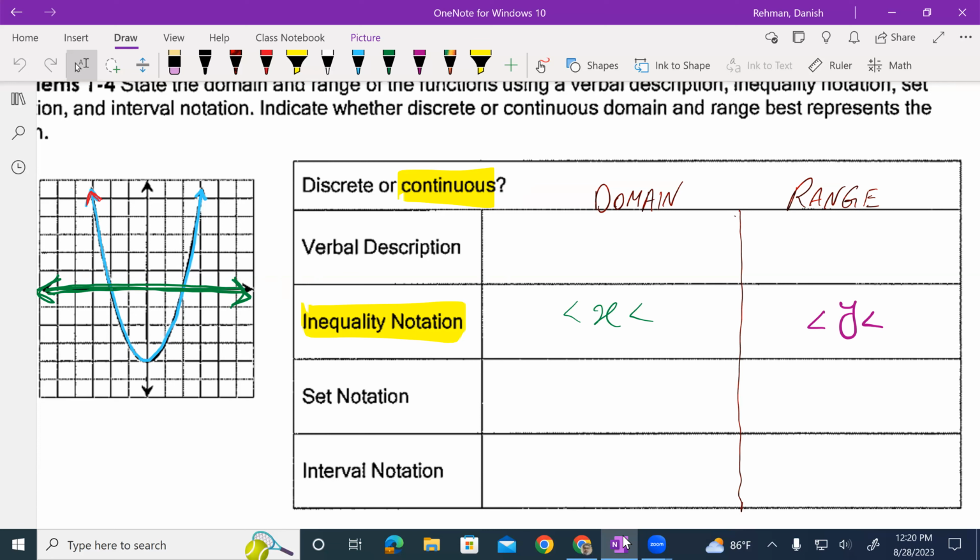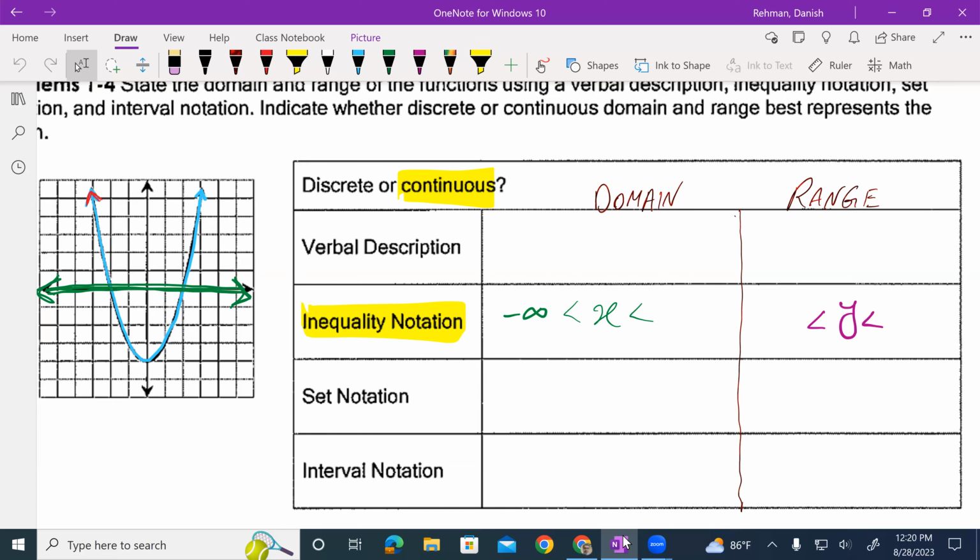What's the domain then? Starts from negative infinity, because it goes all the way to the left, and the right also, it's an arrow, so positive infinity, that's going to be the domain. Okay? Do I need to put the equality sign with the inequality if it's an infinity? Never. We will never do that. For the infinity case, it will never be an equal sign with the inequality.